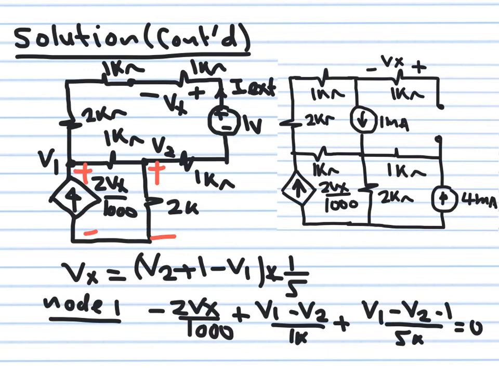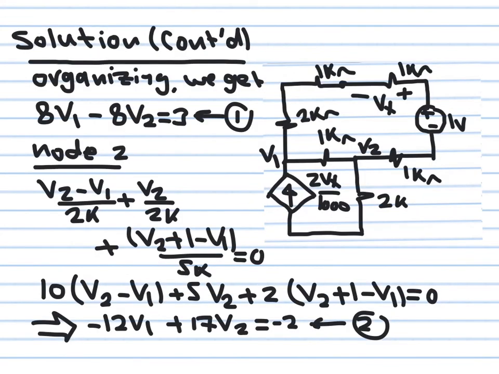Now I use nodal analysis here, so the sum of the currents flowing out from node 1 is equal to 0. This one is minus 2Vx over 1K. This one is (V1 minus V2) over 1K. This one is (V1 minus 1 volt minus V2) divided by 5K. Then get rid of Vx, replace it in terms of V1 and V2, multiply both sides by 5K, and collect the coefficients. You obtain the first equation: 8V1 minus 8V2 is equal to 3.